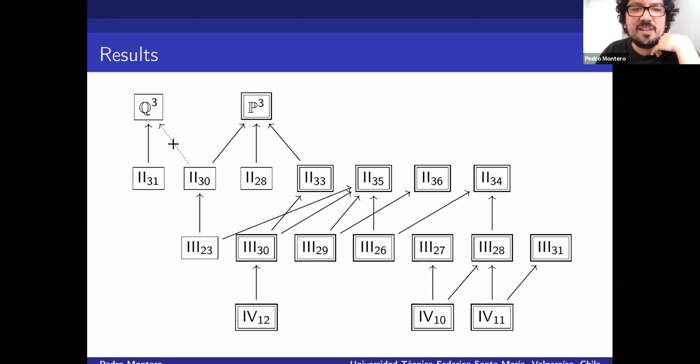And these lines mean the blow up along a point. So actually this variety is the blow up of the quadric at a point, which is isomorphic, by taking a stereographic projection, to the blow up of P3 along a conic. Well, these are the varieties.